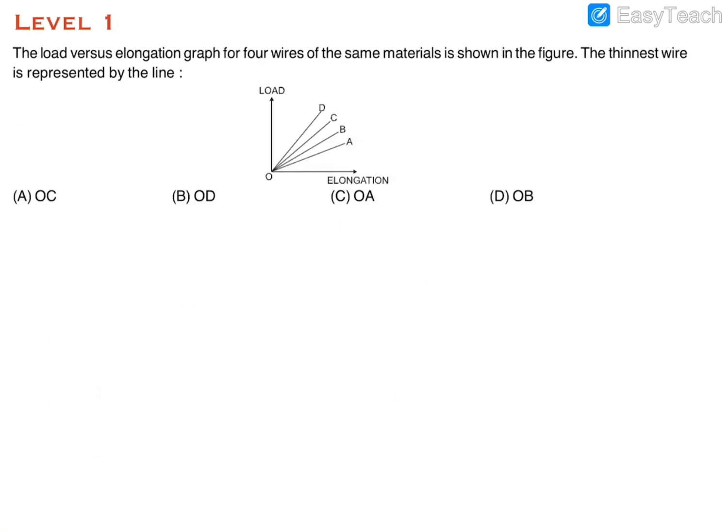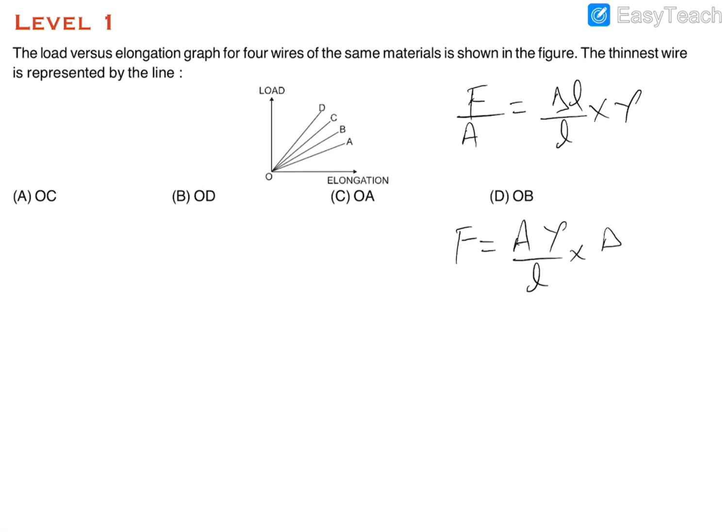Now in this question, there is a graph given. In fact, four graphs are given, and each of them is a graph for load versus elongation for four different wires of the same material and same initial length. So we have to point out the thinnest wire among these. We know that the force applied per unit area is equal to ΔL by L into Y, and F is equal to AY by L into ΔL.